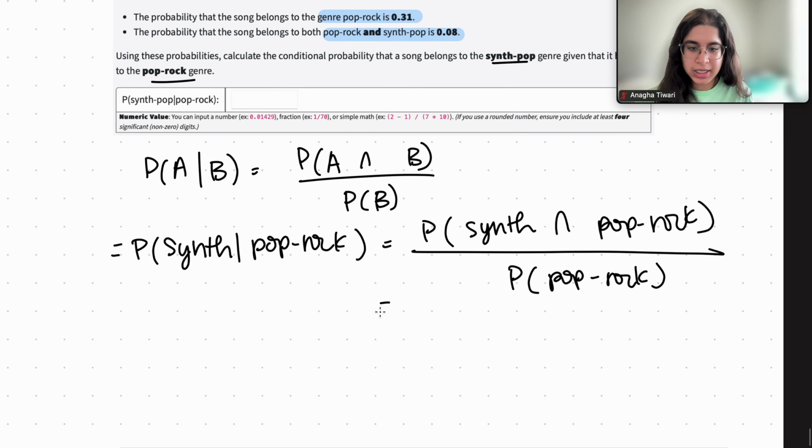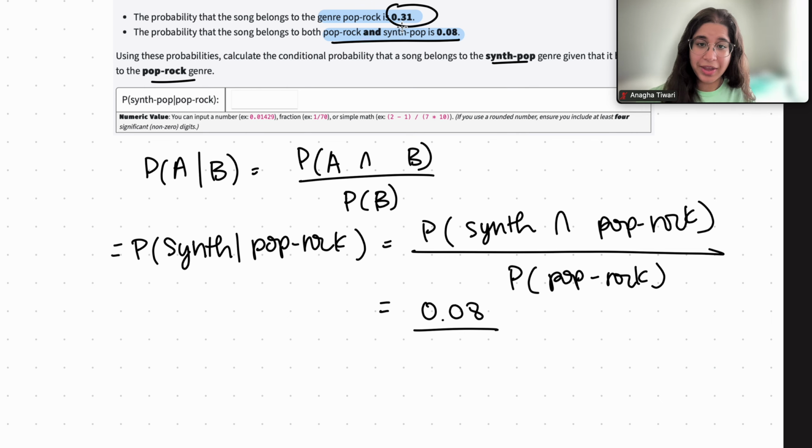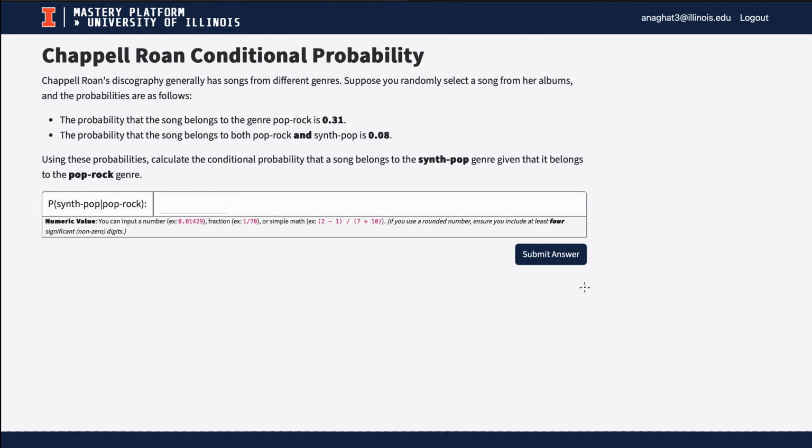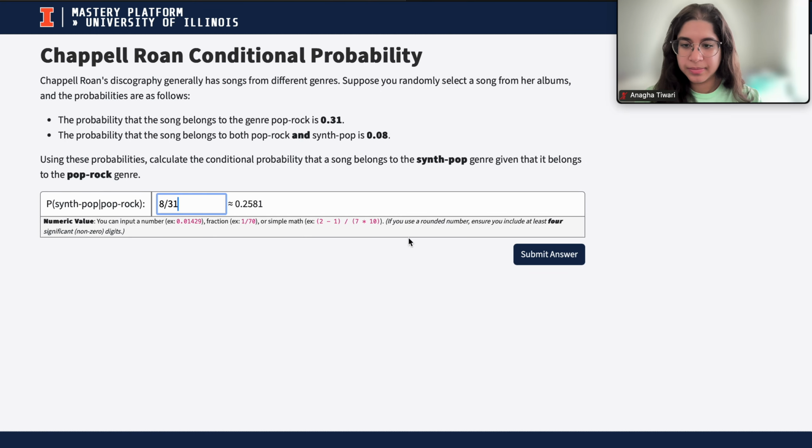So this is already given in the question, right? The probability that the song belongs to both pop rock and synth pop is 0.08. So it's going to be 0.08, which represents the probability that the song belongs to synth pop and pop rock, divided by the probability of pop rock, which is also given, 0.31, right? So our final answer is basically just 8 out of 31. And I guess I'll just put that here.